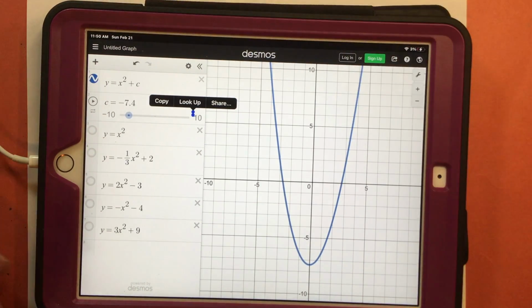Right now I'm at c equals negative 7.4. So if I wrote that as just the equation, it would be y equals x to the second power plus negative 7.4. And that's the same as y equals x squared subtract 7.4.